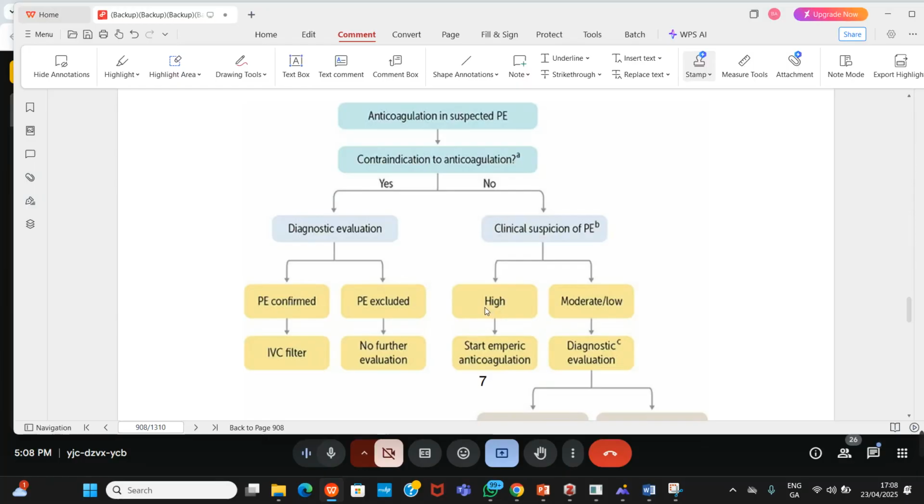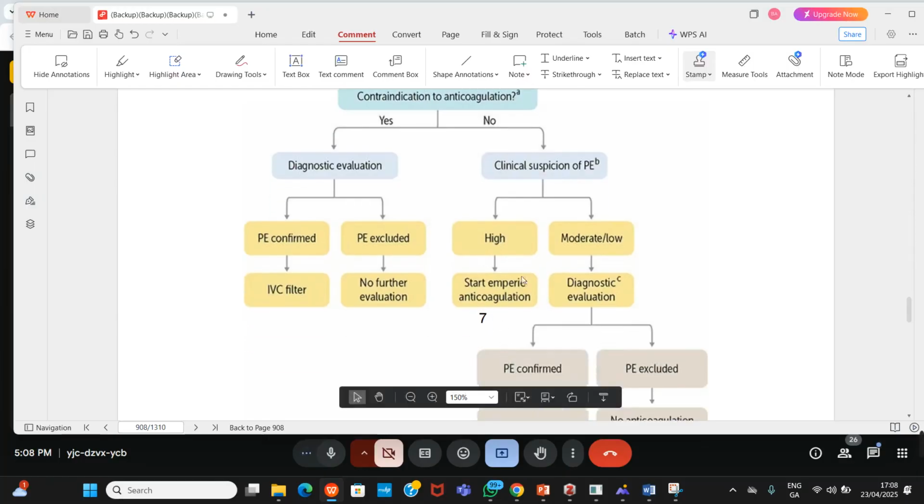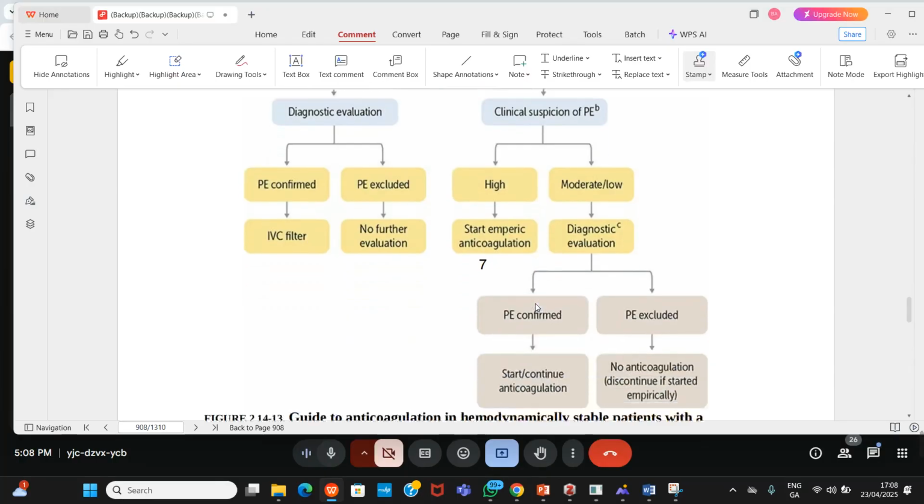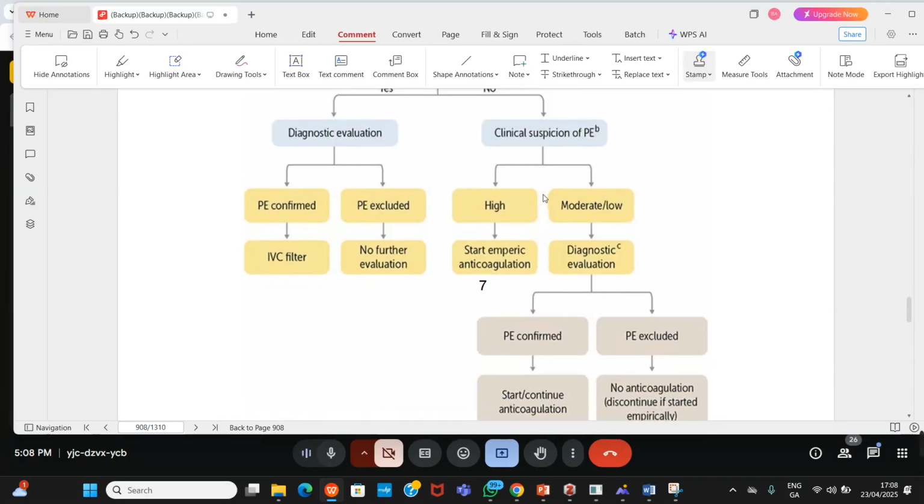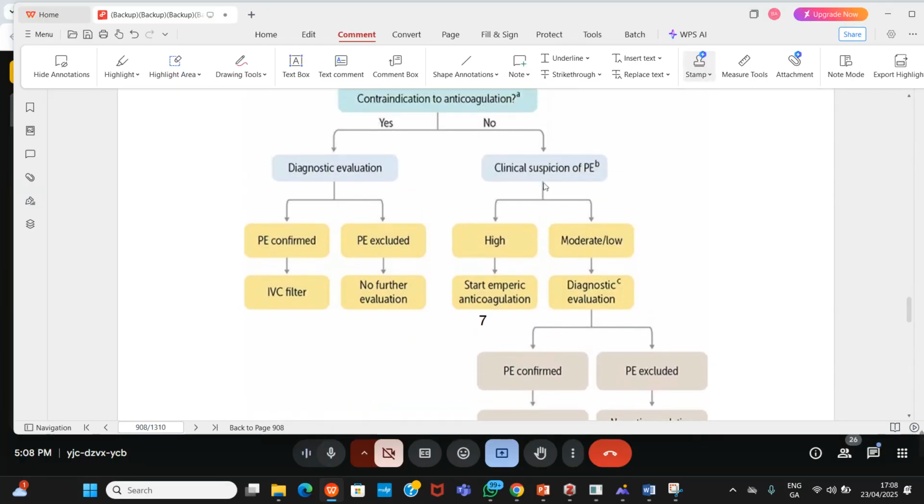Please have this at the back of your mind. Don't always say that whenever I see PE, it is always anticoagulation. Sometimes you might need to just place a filter. So if there's a contraindication to anticoagulation, you can use a filter. If you have used anticoagulation to the maximum dose and it's not working, place a filter. Very important. So if you've done your diagnostic evaluation and PE is excluded, don't do anything. If you don't have a diagnostic evaluation and there's a contraindication to anticoagulation, put in a filter.